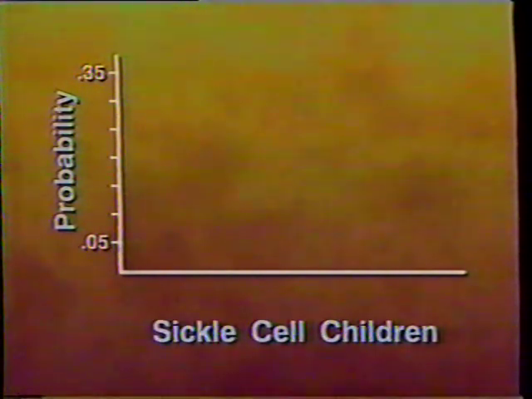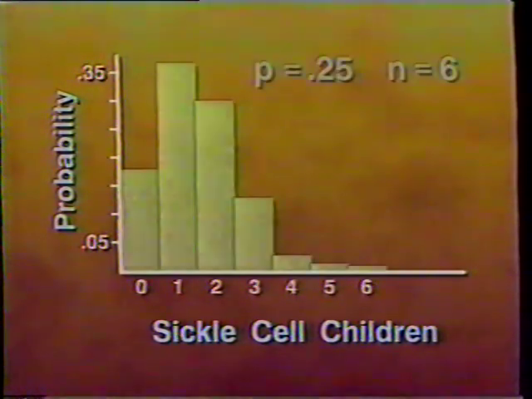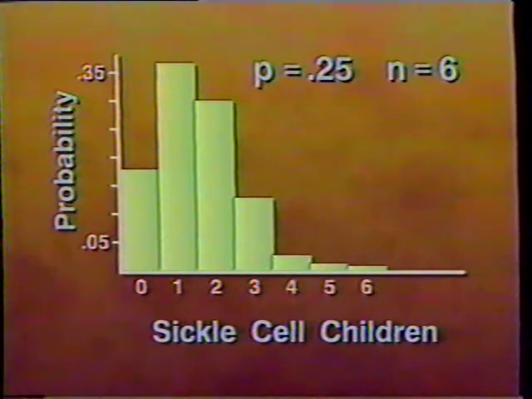Binomial probabilities are calculated with a complicated formula, but you don't have to worry about the arithmetic. The y-axis of our histogram is probability, and the x-axis is the number of sickle cell children in a family. The axis runs from no children with sickle cell to all 6 having the disease. It's easy to read this histogram. The probability of having 3 children with the disease, for example, is 13%.